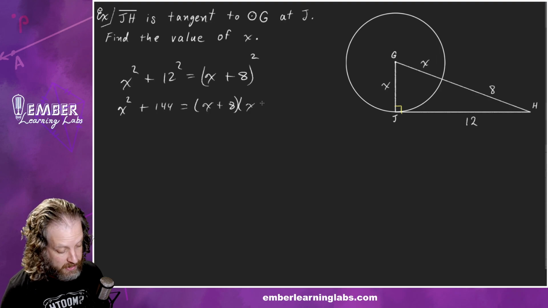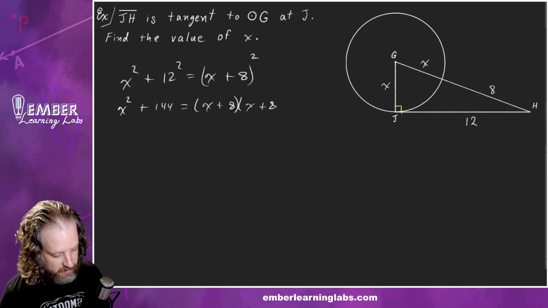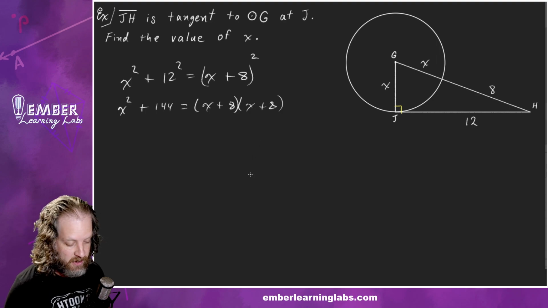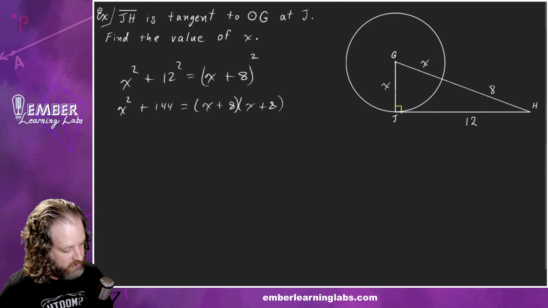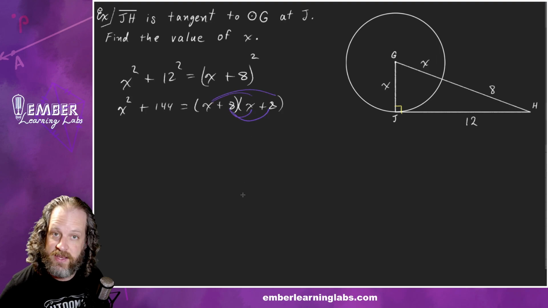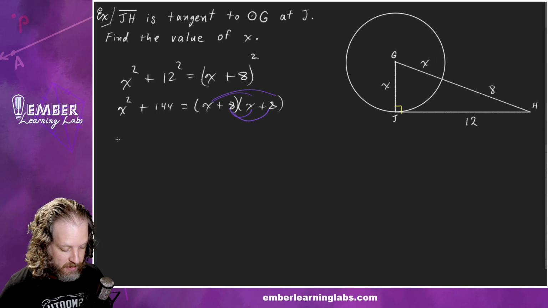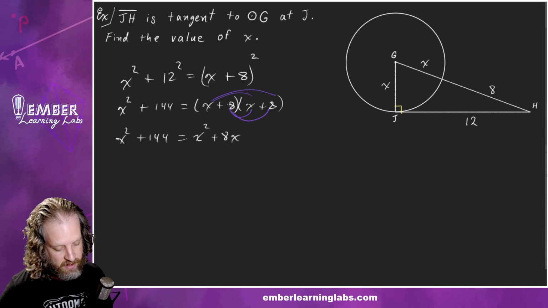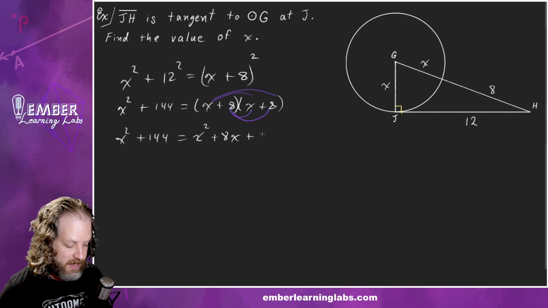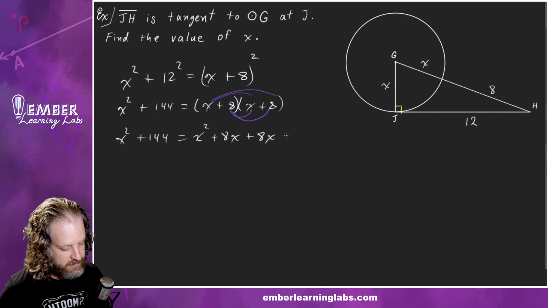Now, there is a shortcut to do this quicker. We're not going to worry about that right now, but you have to FOIL this whole thing out, right? So we have to do this times this, and this times that, and this times this, and this times that. Got to do the whole thing. So we've got x squared plus 144 equals x times x is x squared. X times 8 is 8x. And 8 times x is 8x. And 8 times 8 is 64.